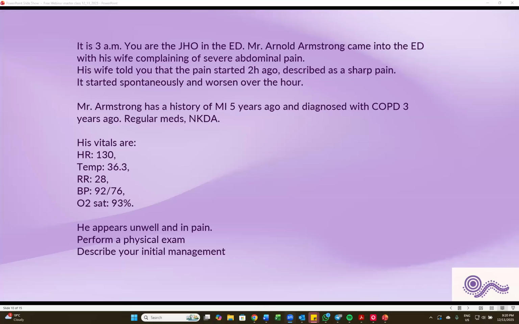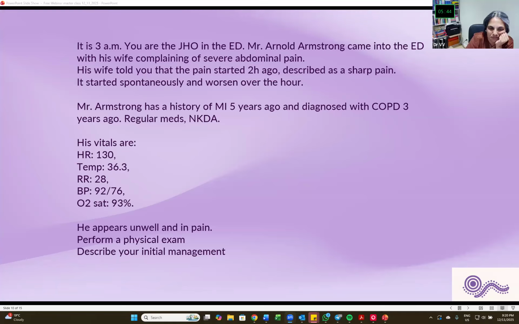The task is to do a physical exam. I'm so sorry. So thank you for all that information, Arnold. I'm just going to do a physical examination on you. Is that all right? Okay, so I have your vitals here with me. I'm going to perform mostly a cardiovascular examination.